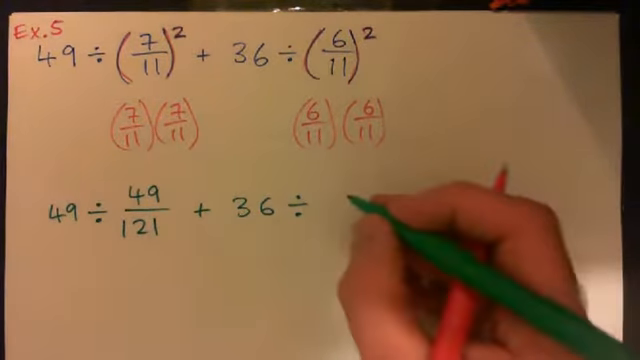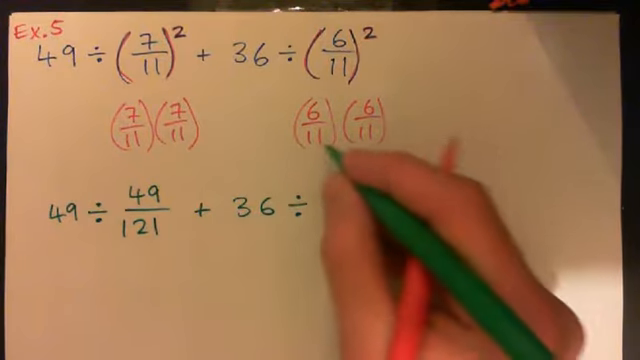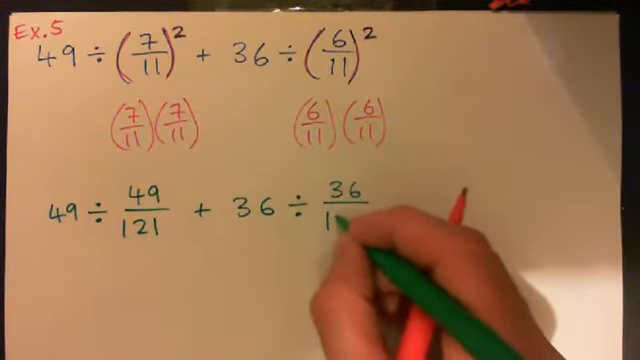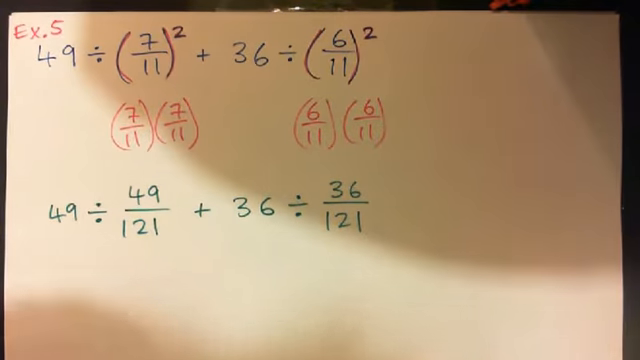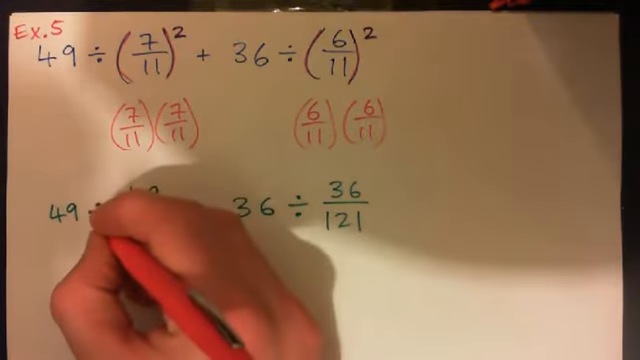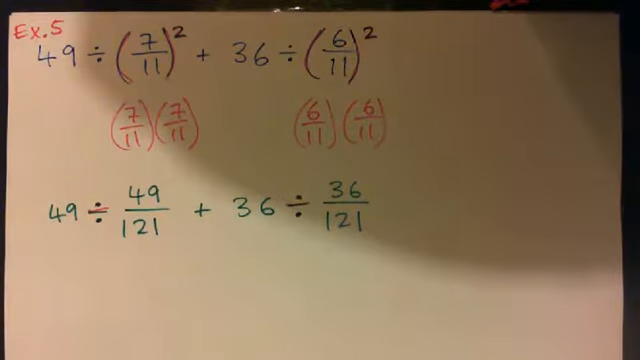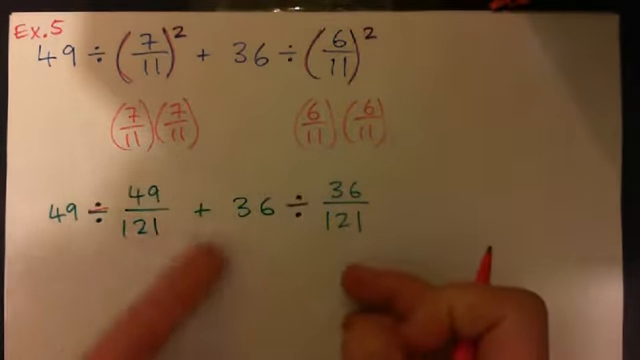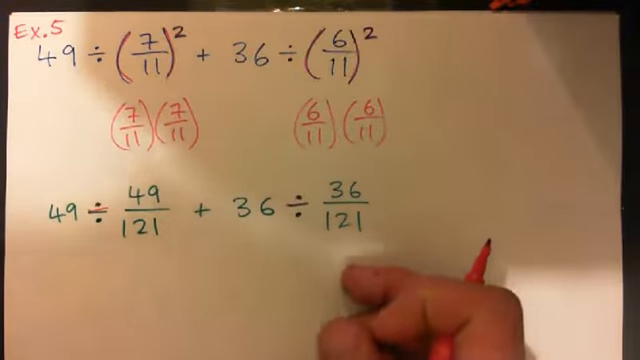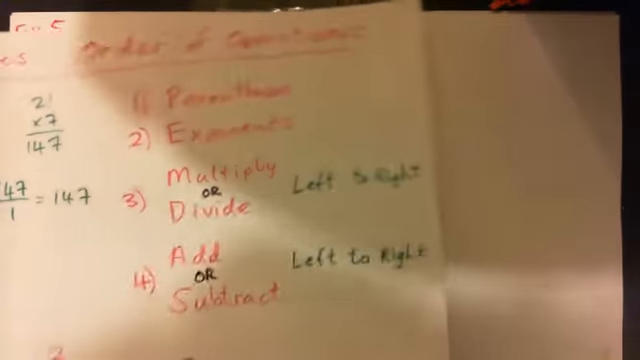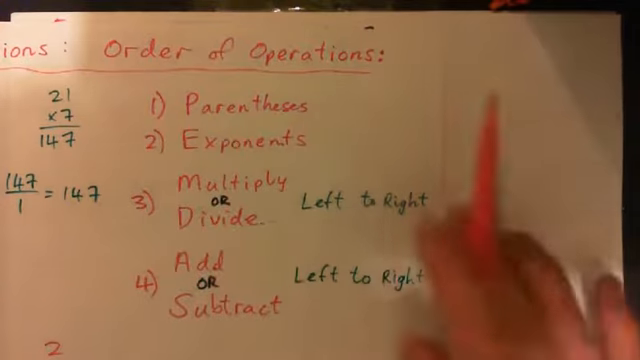6 times 6, 36. 11 times 11, 121. Okay. So now I have two divisions and an addition. What comes next? Well, you go from left to right and you've got to divide. Okay. And the addition comes at the end. So I mean, with order of operations, we go from left to right.